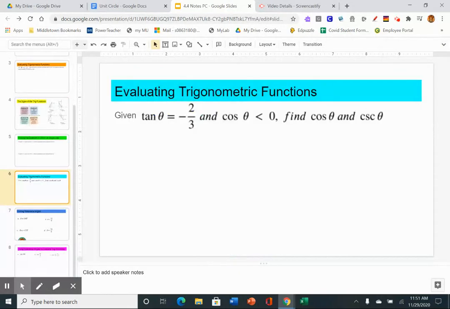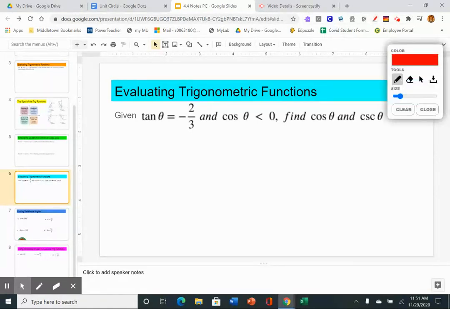All right, evaluating trigonometric functions. So given that the tangent of theta is negative 2 over 3, and the cosine of theta is less than 0, we want to find the cosine and we want to find the cosecant. So there's a couple things we need to do to solve this problem. Open up the pen here, make it a little thinner. All right, so first we have the tan of theta is negative 2 over 3.